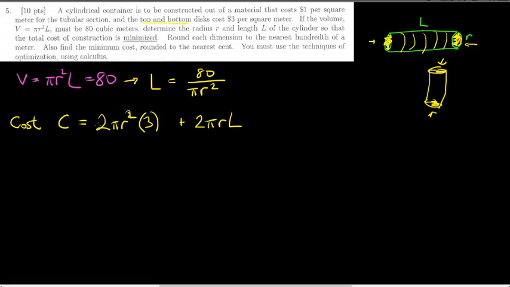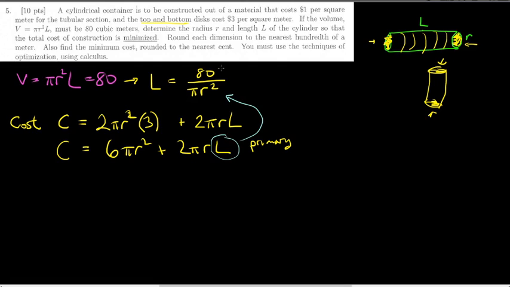In any event, let's simplify this. This is 6 pi r squared plus 2 pi r L, and that's the primary equation. This is the thing we want to minimize. But in order to write it as a function, you have to substitute for L this expression up here, right? So plug that in for L, and when you do that, your C will now be a function of just r.